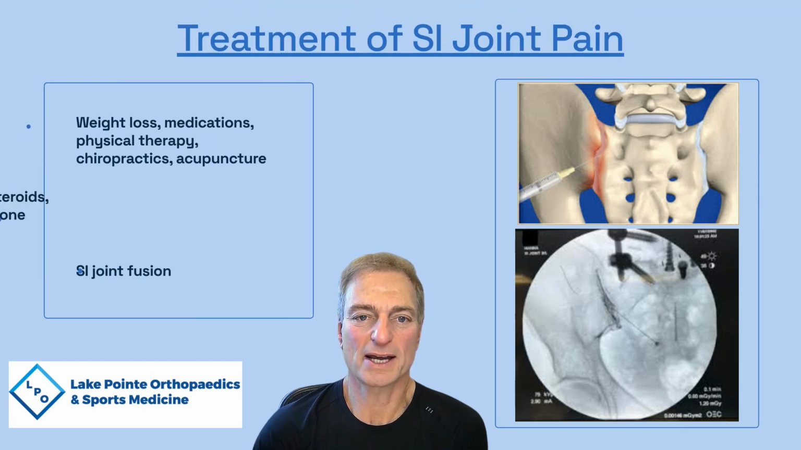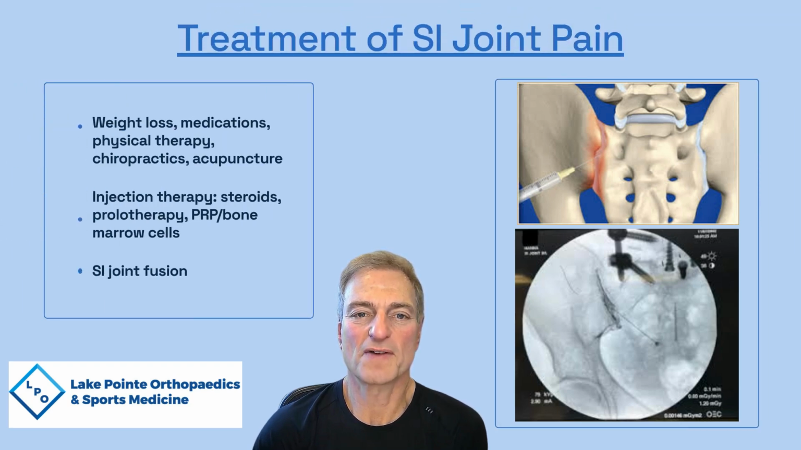Once properly diagnosed, there are several treatment options available for chronic pain secondary to SI joint inflammation and dysfunction. These include lifestyle modifications such as weight loss, anti-inflammatory medications such as ibuprofen or stronger prescription pain relievers, physical therapy, chiropractics, acupuncture, steroid, prolotherapy, or platelet-rich plasma injections. Platelet-rich plasma is also known as PRP for short.